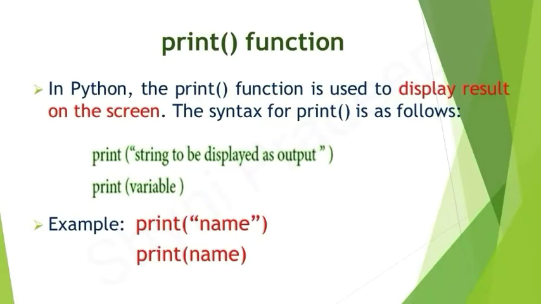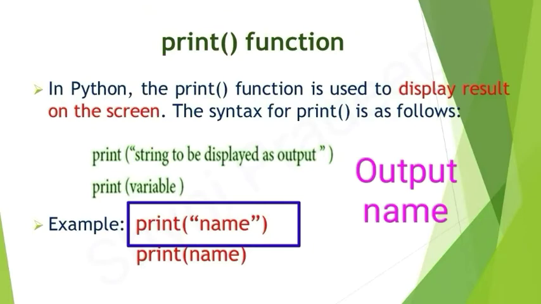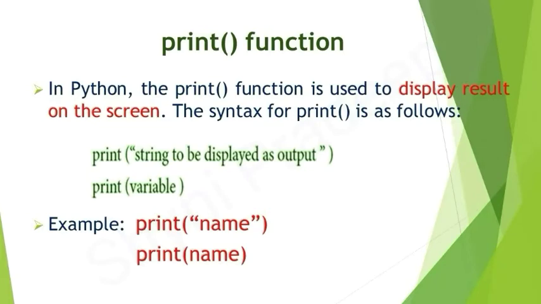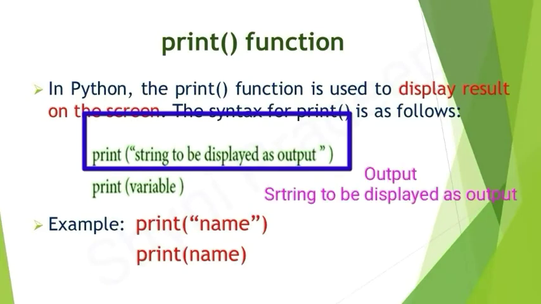Print, open parenthesis and double quotes, in between, name within double quotes. So what is the output of this code? Here this name is called a string or message. When you type this code, it will print the string that is present within the parenthesis. So output of this code is name, because whatever string is given within double quotes in the print function, that string will be displayed on the screen. So here name is the output. String to be displayed as output. This is the output.